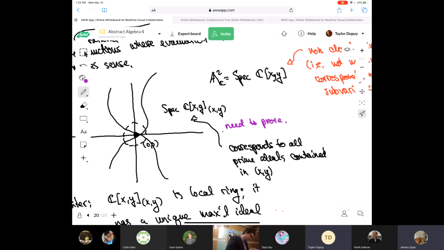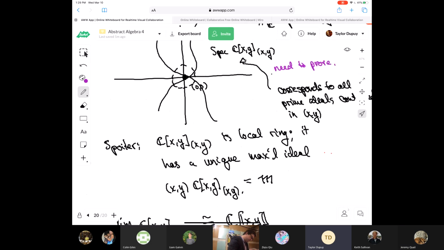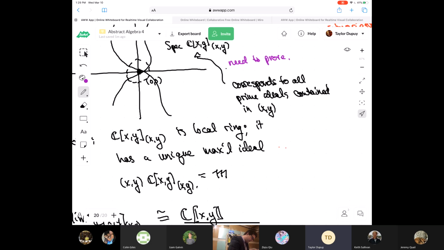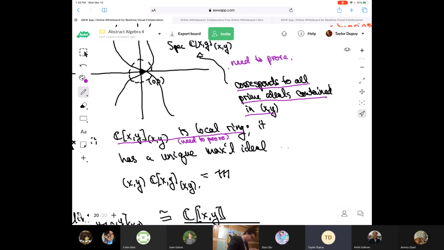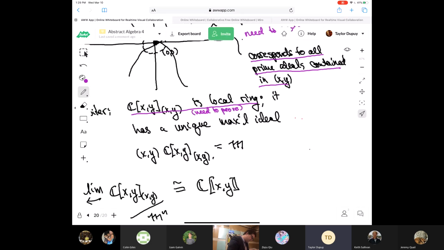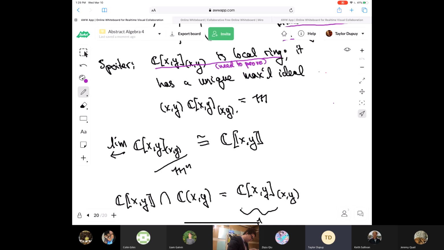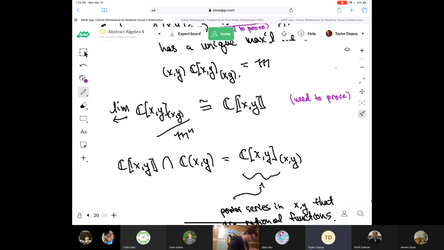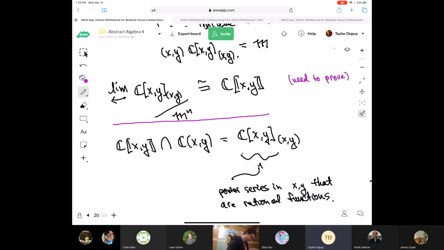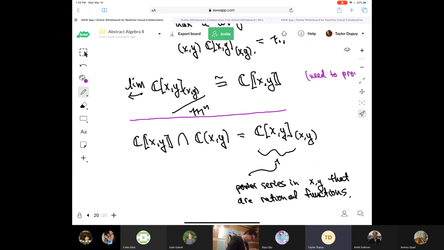Yeah. Okay, so this is something I need to prove. This statement, that the prime ideals in here are the prime ideals here. So that means it's a unique maximal ideal. So this is a need to prove here. And then this is a need to prove, this statement here.